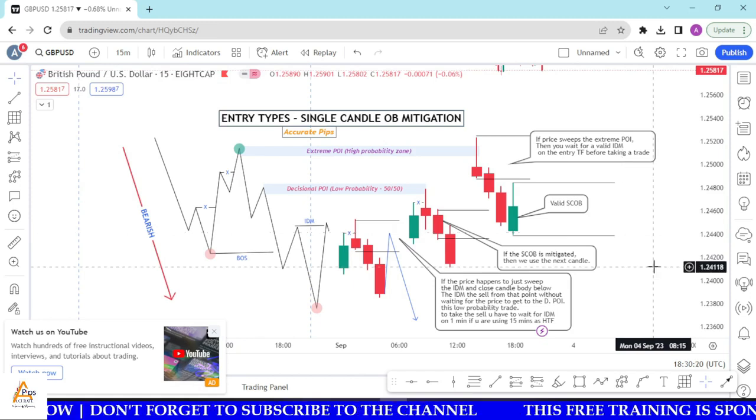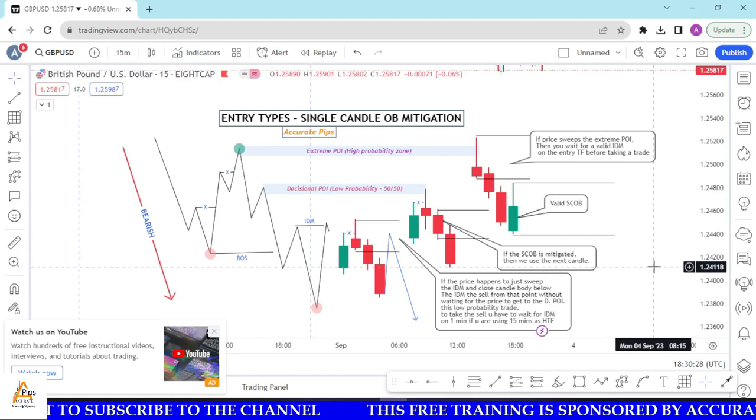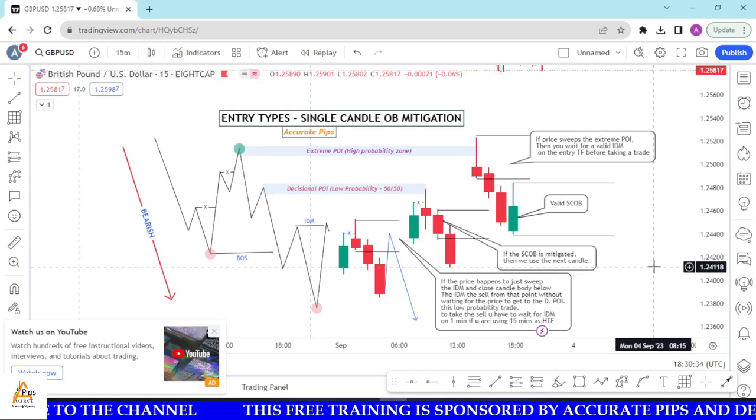Prince, you can unmute yourself. Yeah. Please, my question is, in an instance where it taps into the decisional point of interest, we have that zone already. So when it taps in, do we just enter the trade right away, or we wait for the OB to form and then wait for another inducement before we can enter the trade?